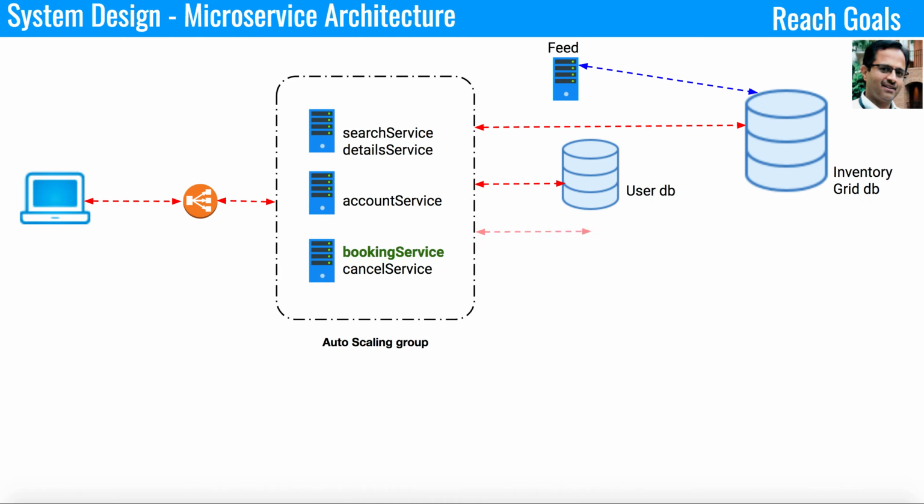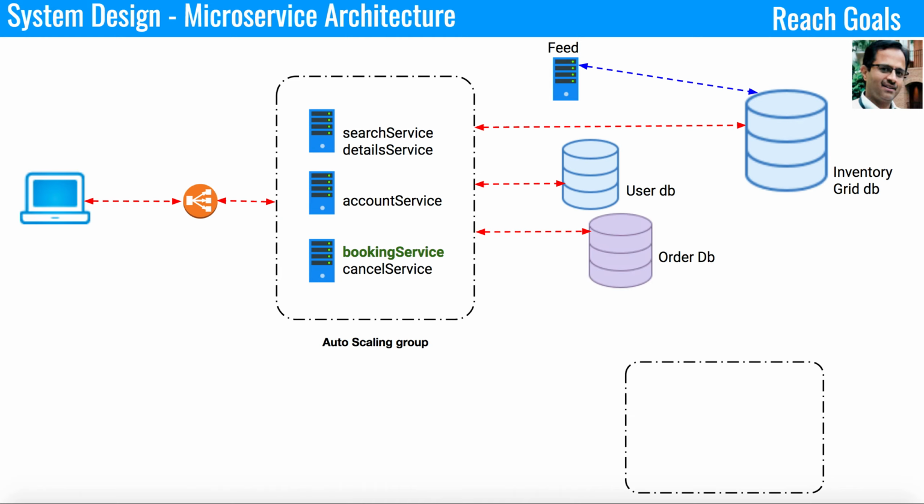Now let's talk about booking service. Booking service has to connect to the order DB, where you go and book the tickets, and your ticket information after the reservation is stored in the order DB, right? So we also have internal services that could be deployed into another auto scaling group, which is not exposed directly to the customers, right? So the internal services are payment service, inventory service, notification service, right?